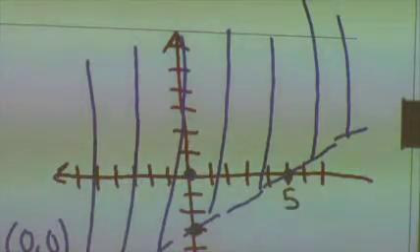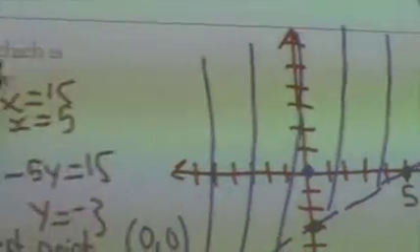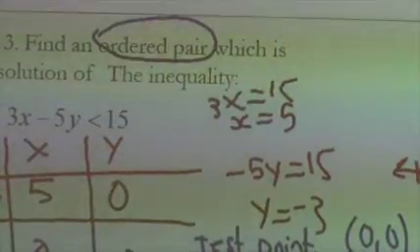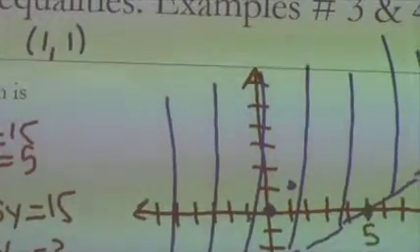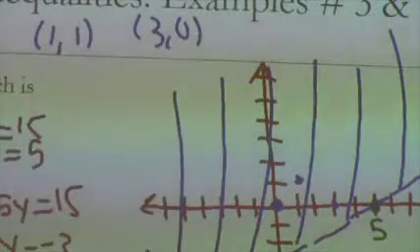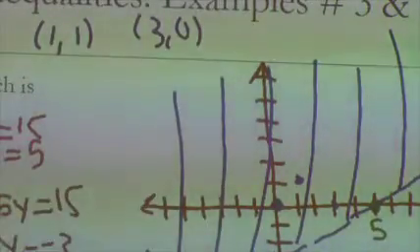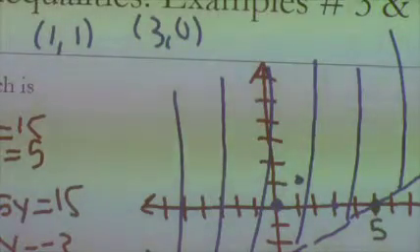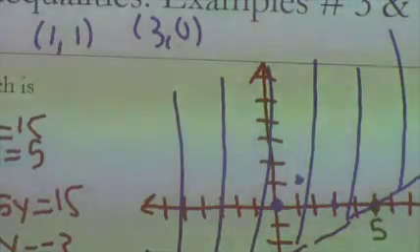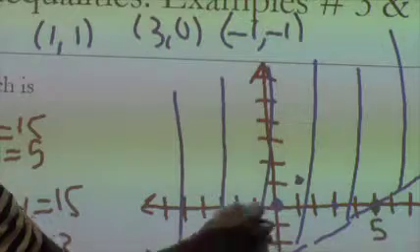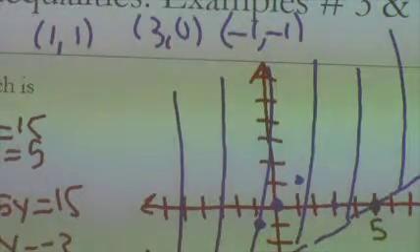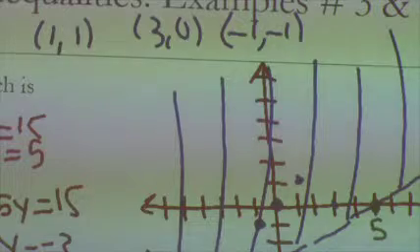In this problem, we're supposed to find an ordered pair which is a solution. We can find any ordered pair. I could look at this point 1, 1. 1, 1 would be a solution. I could look at even 3, 0, which could be a solution. So I could find an infinite number of points that would be a solution. Any point up there would be a solution. Even the point negative 1, which is right here, is also a solution of this inequality. Right? Let's do another one and see how we are understanding this.